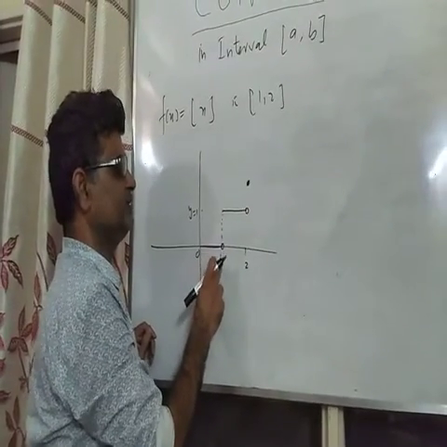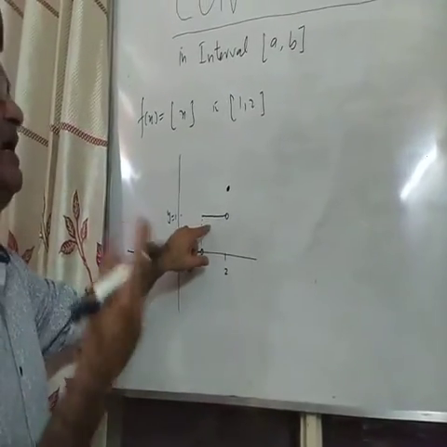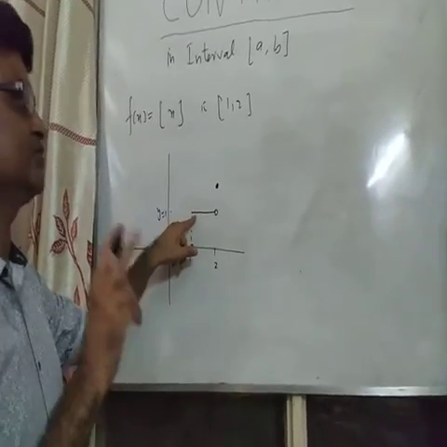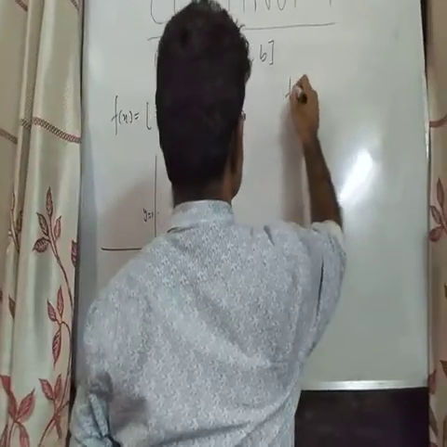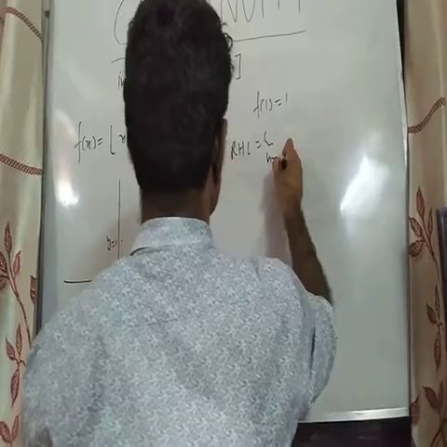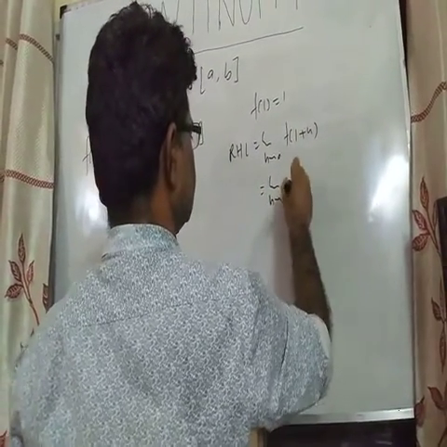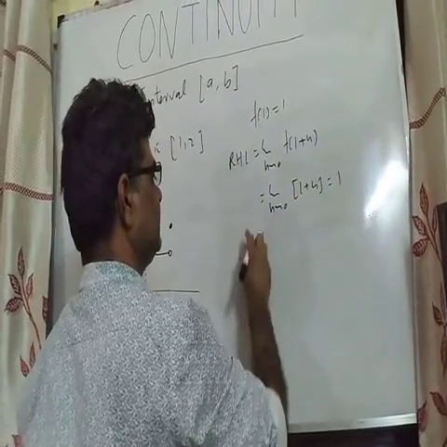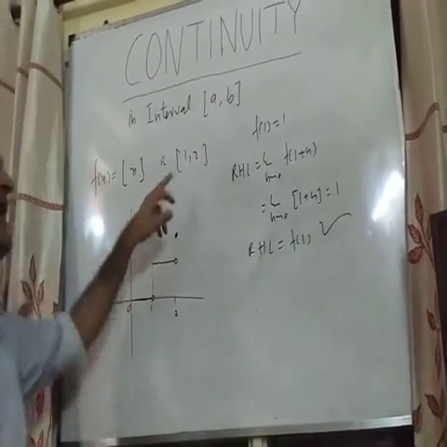Now we'll check whether the function is continuous at 1. When we take the right hand limit, the value of the function at 1 is 1. It means f(1) is equal to 1, and the right hand limit as x tends to 0 of f of 1 plus x, the limit of the greatest integer of 1 plus x, is equal to 1. So you can see that the right hand limit is equal to f(1). So the function is continuous at 1.